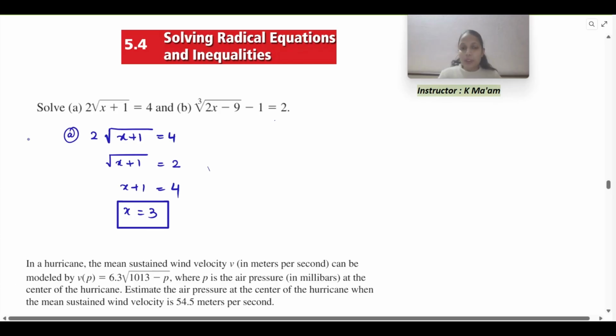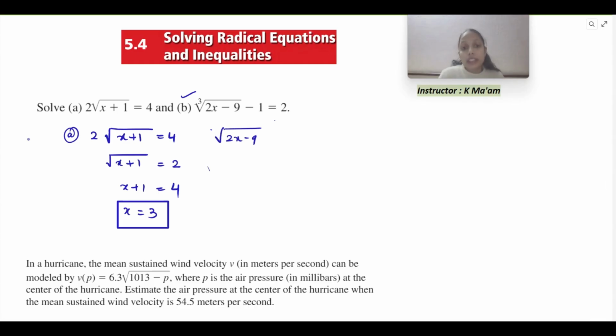Done. Similarly for B, you will add 1 on both sides. It's a cube root of this term. I'm adding 1 on both sides. Then in the last question, there was a square root, so I square both sides. There is a cube root, so I'm taking the cube on both sides.